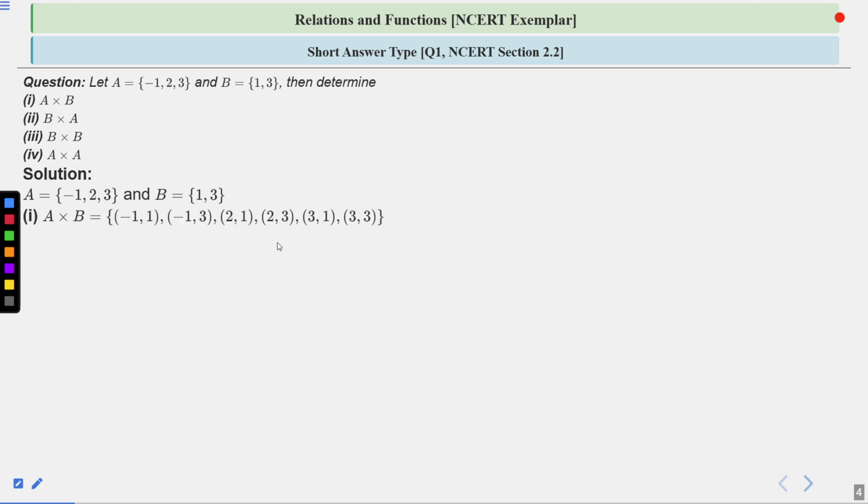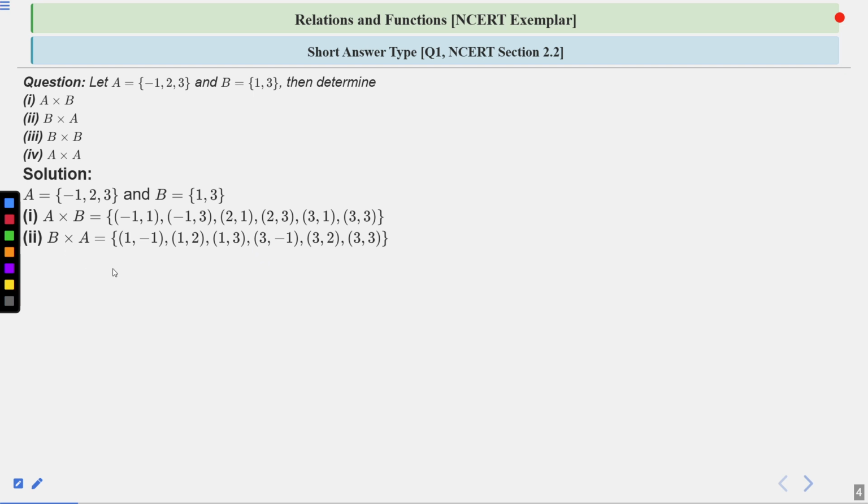A cross B, by definition, is a collection of ordered pairs such that the first position of the ordered pair is from set A and the second position is from set B. So we have (-1, 1), (-1, 3), (2, 1), (2, 3), (3, 1) and (3, 3). Total 6 pairs in A cross B.